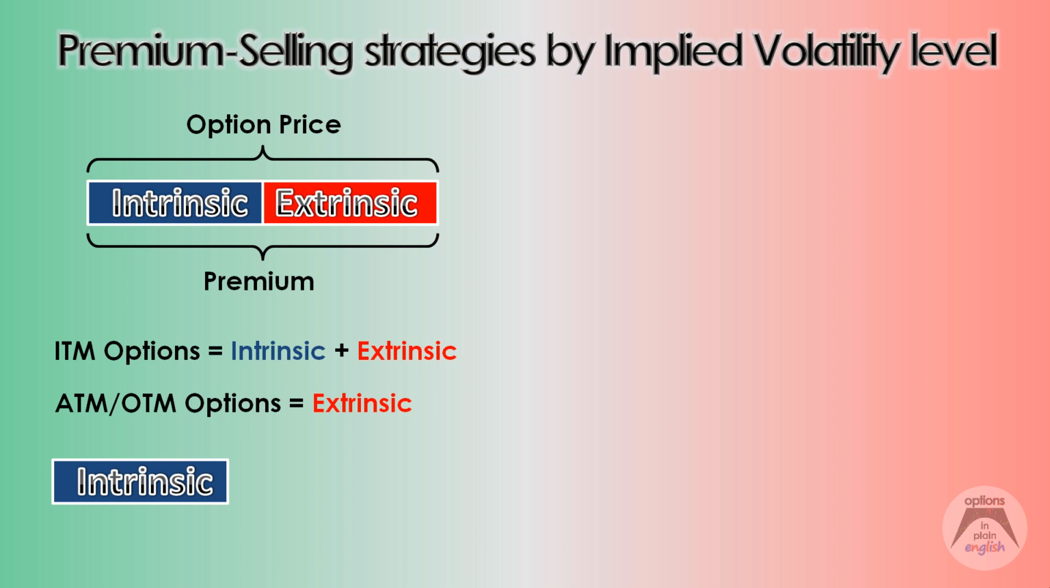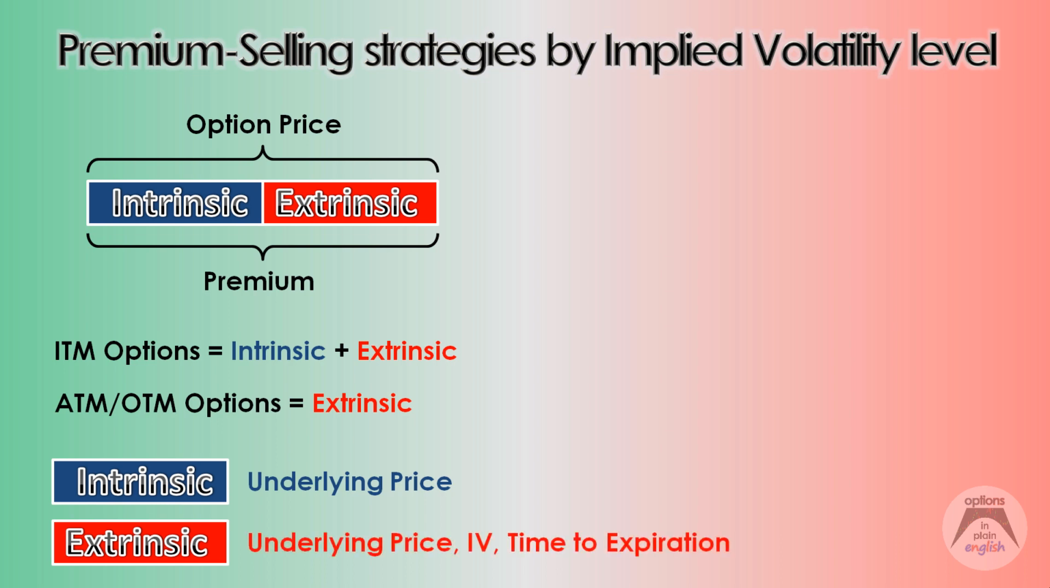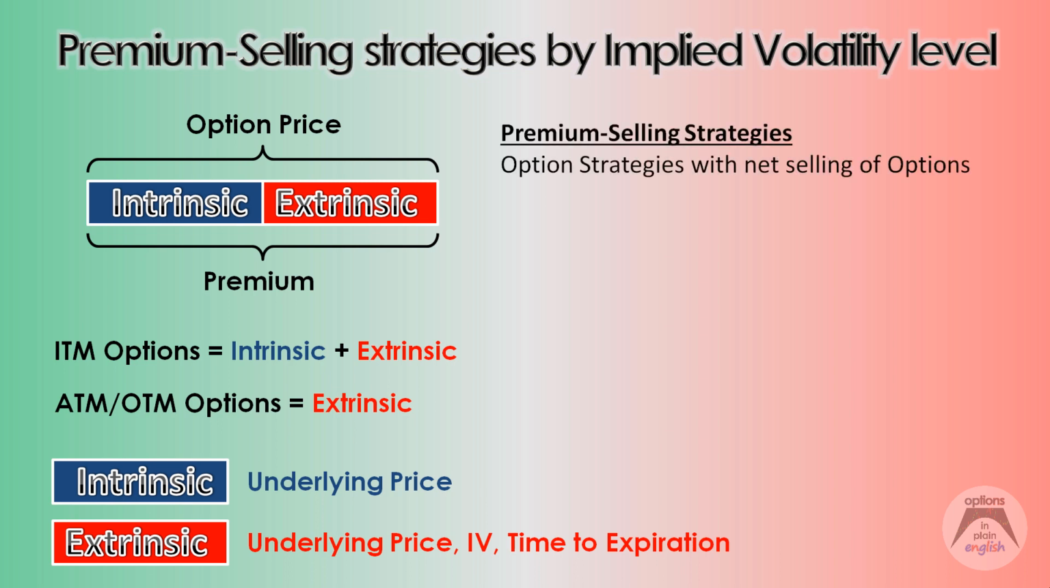So intrinsic value depends only on underlying price, and extrinsic value depends on underlying price, especially where the strike price is in relation to the underlying price, implied volatility, and also time to expiration. When we talk about premium selling strategies, what we mean are those option strategies with net selling of options. So as opposed to strategies with net buying of options, premium selling strategies are net short options.